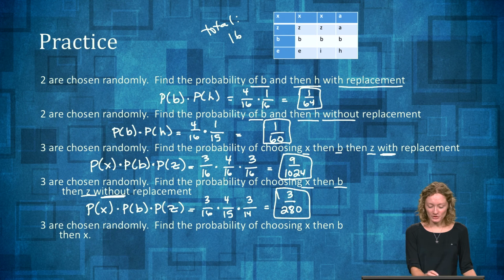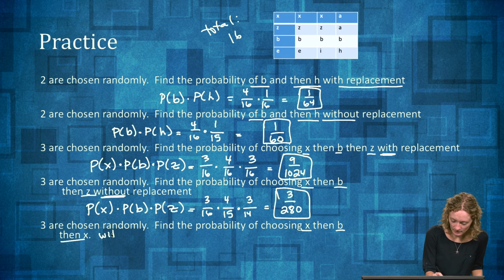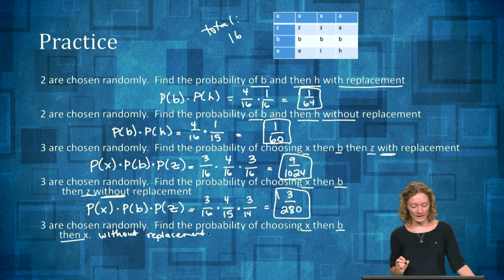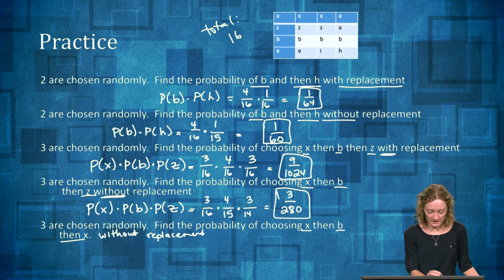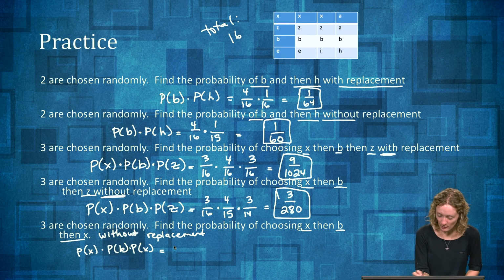And then the last one, 3 chosen randomly, find the probability of X, B, and then X. Oh, I forgot to write it. Without replacement, I apologize. Because you would need to know that. It'd be a different answer either way. So without replacement, which means we are keeping them. Probability of X, probability of B, probability of X. So probability of X is 3 out of the 16.